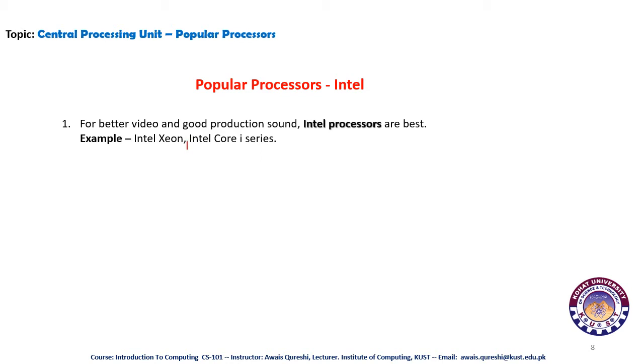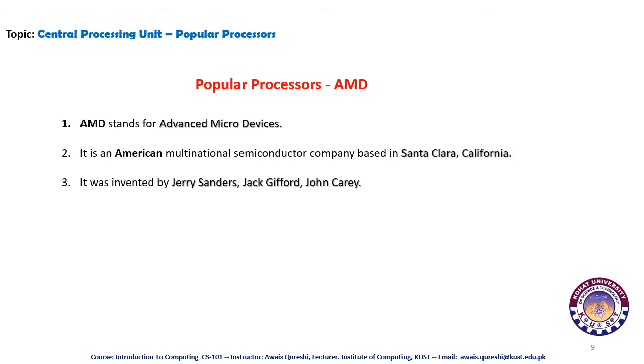This is a very popular series for mid-range consumers: Core i7, Core i5. Let me write this also: Core i7, Core i5, and so on. So the Core i series is a very popular series, and the reason is its better video and good production of sound. So you can buy Intel processors for your needs accordingly.